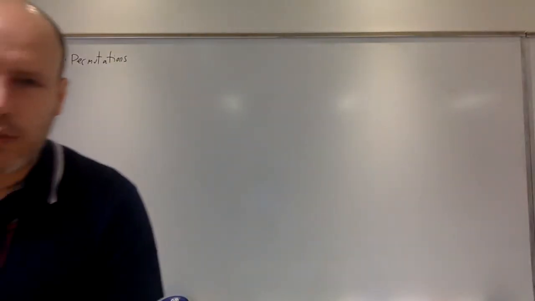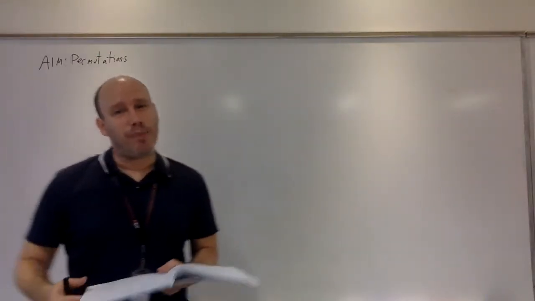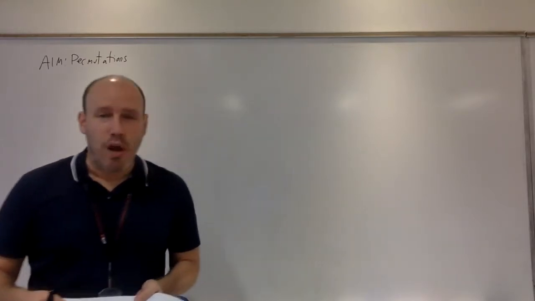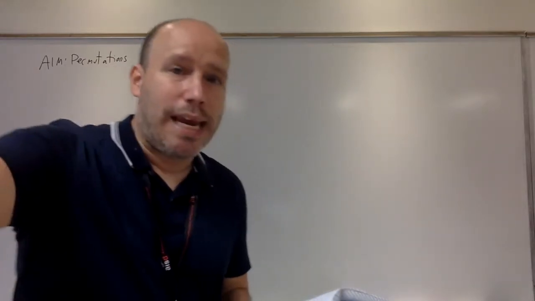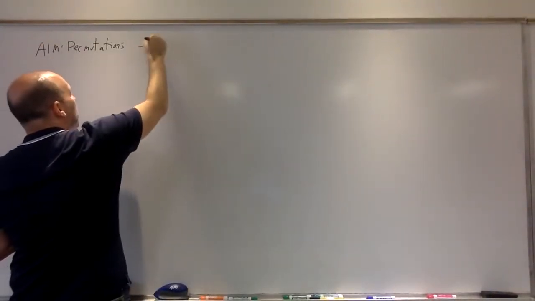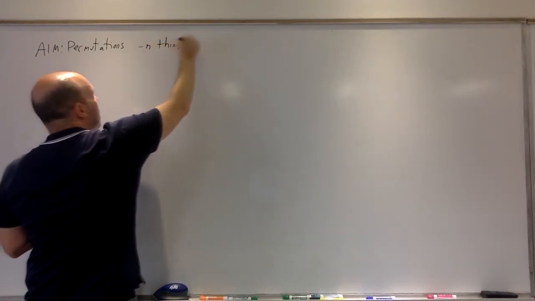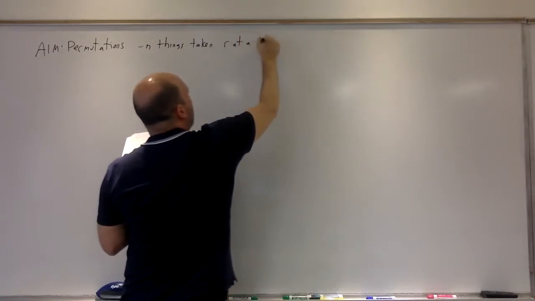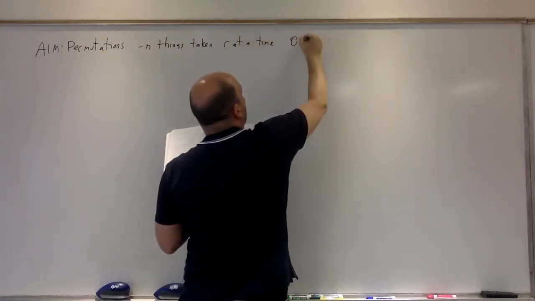Okay, so let's move on. Let's have some counting principles. Today we're going to talk about permutation. So the idea with permutations is that we have n things, we're taking r at a time, and order matters. So it's n things taken r at a time, and order matters.